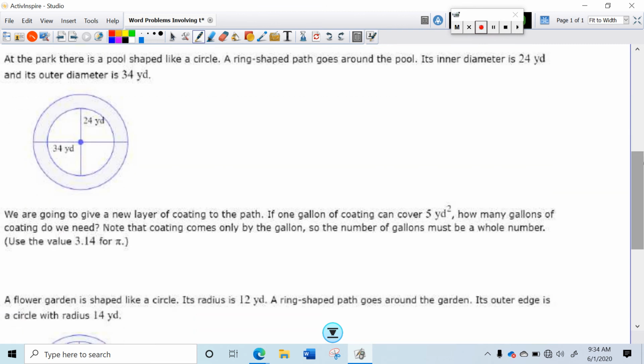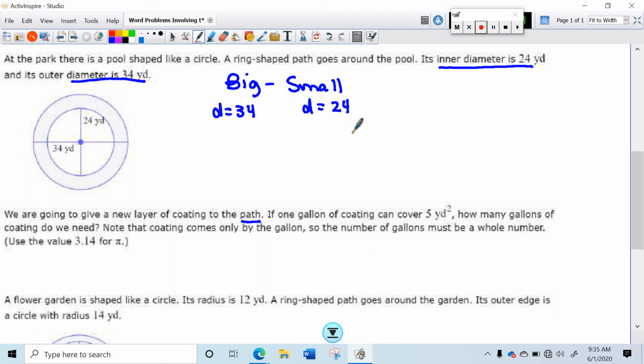Okay, at the park there's a pool shaped like a circle. A ring-shaped path goes around the pool. The inner diameter is 24 yards and the outer diameter is 34 yards. So we want the big minus the small, the big circle, because we're going to give a new layer of coating to the path. So you want that part in the middle. So big minus small. So the diameter, the biggest number is 34. For the small one, the smallest number is 24.